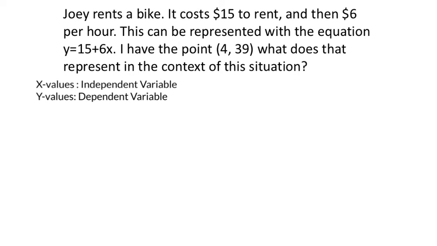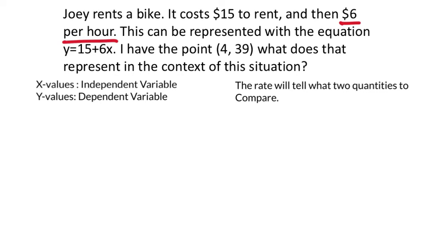So if you ever find the rate, which is one of the crucial values we're looking for, the rate will tell you what two quantities to compare. Well, is there a rate given here? And hopefully you remember enough about rates that it's just a comparison of two different quantities. Yeah, there is a rate: $6 per hour. So the two things we're comparing here are dollars and hours. And I'll write it down. Dollars and hours, okay?